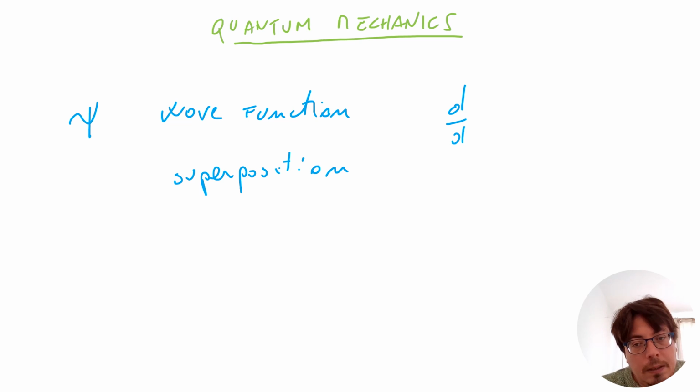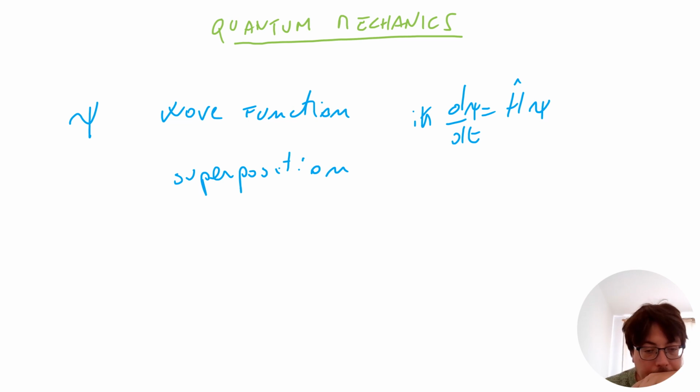Remember that this is energy, so this is h bar i. This is where the wave function is. It sits there in the Schrödinger equation. It is the thing that you want to find out given the energy of the system.